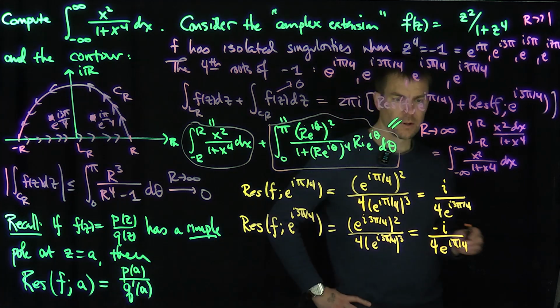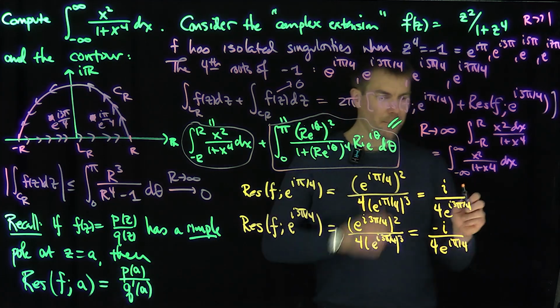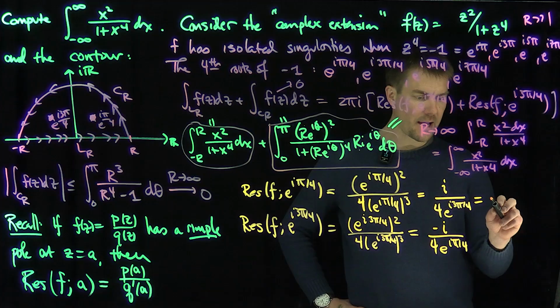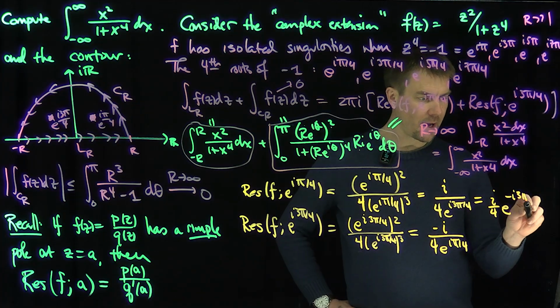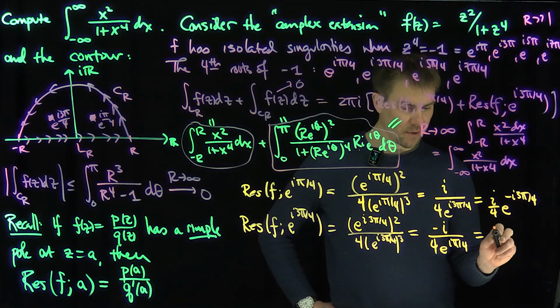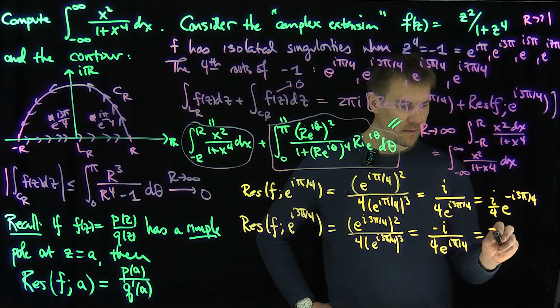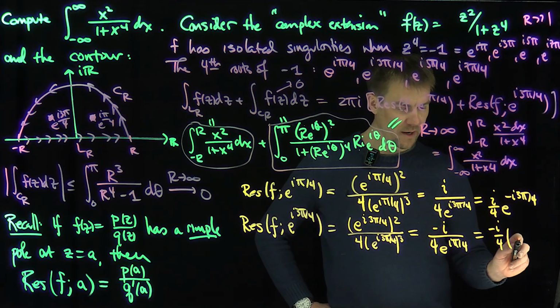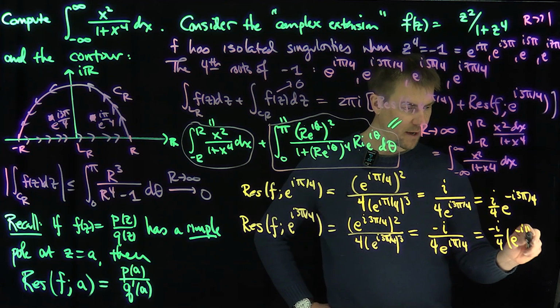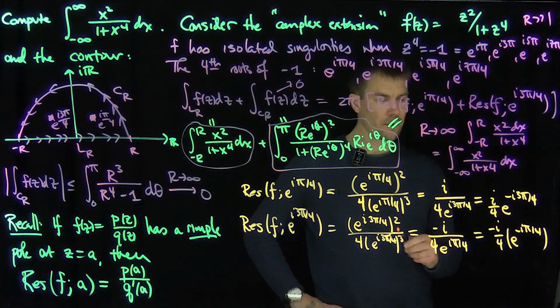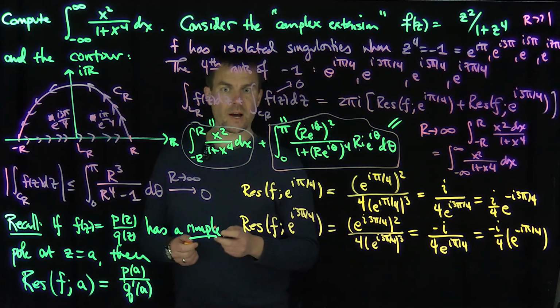Okay, great. Going to add these two things together. So of course I'm going to put this into a simpler form. I'm going to write this as i over 4 times e to the negative i 3 pi over 4. And this thing over here, I'm going to write as negative i over 4, and then e to the negative i pi over 4. Okay, good. All right, and so now what's our integral going to be?